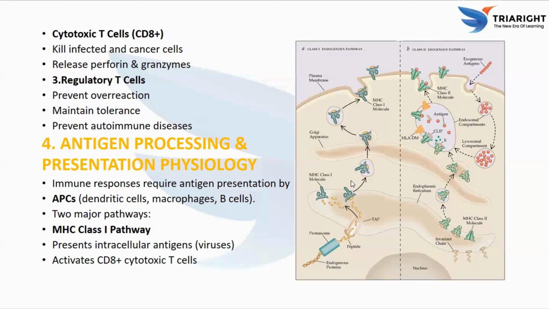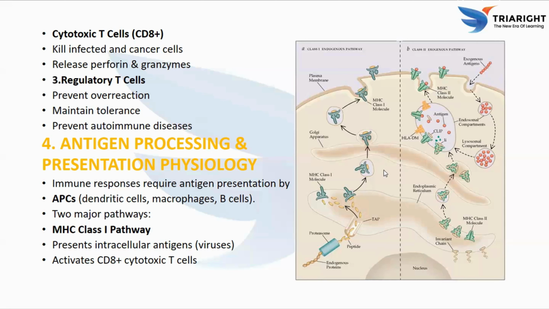Inside the endoplasmic reticulum, the peptides bind to MHC class 1 molecules. The MHC1 peptide complex is transported via the Golgi apparatus. It is then expressed on the cell surface. Then CD8+ cytotoxic T cells recognize the antigen-MHC1 complex. So they kill that cell.